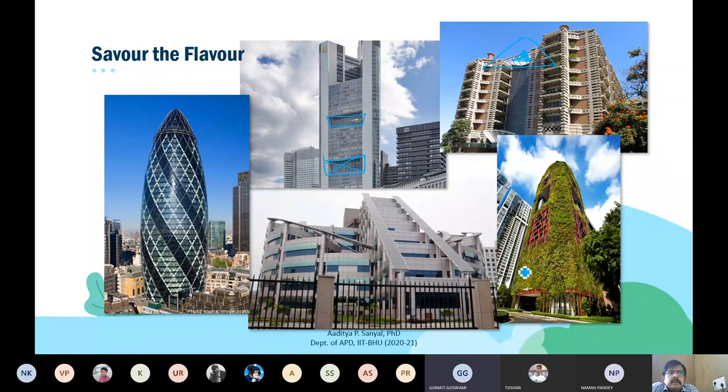So can you repeat the importance? You are trying to shade the indoors by providing these creepers on your building facade. We're trying to go for vertical landscaping. Also, if you take into care the natural ventilation, you would of course get cooler air indoors.